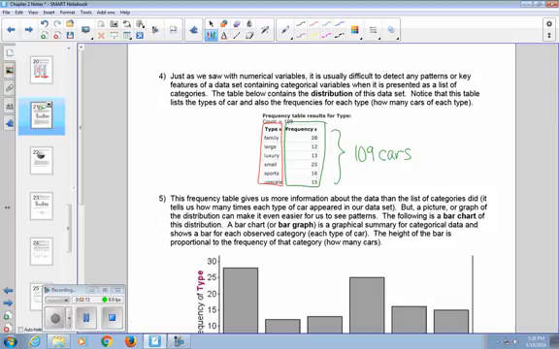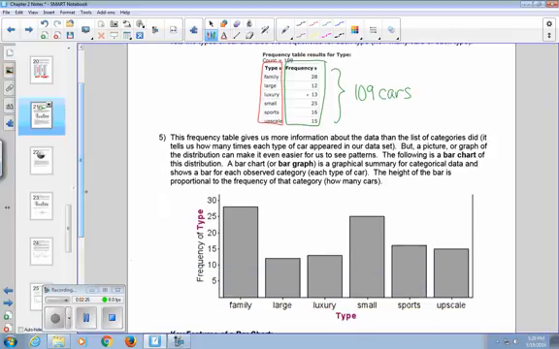And now it's much easier to take a look and see if there are more luxury cars than others. Turns out there isn't. Turns out there are more family cars than any other type of car in that data set. This frequency table gives us much more information about the data than the list of categories did. It tells us how many times each type of car appeared in our data set.